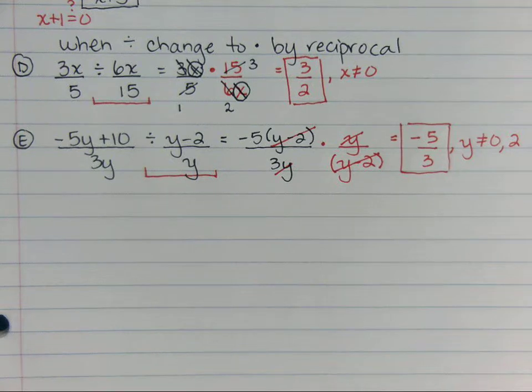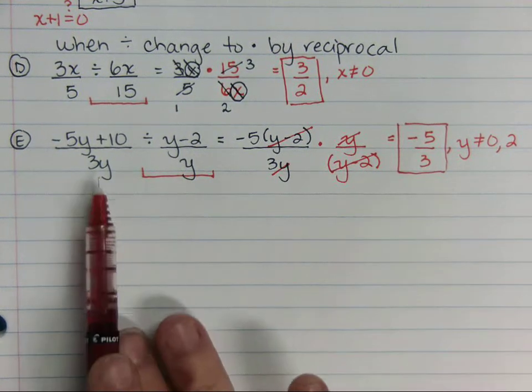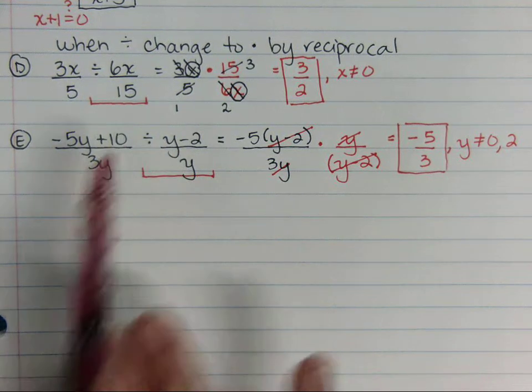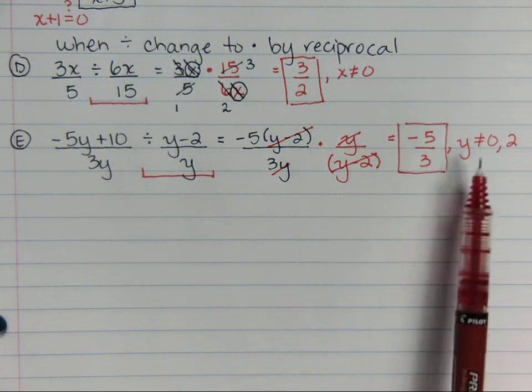Because maybe you don't have this fraction over here, and if you were just asked to evaluate the beginning, and I use a 0 or a 2, something bad is going to happen. So I just want to remind myself that if I were using the original information, I'm not allowed to use those two numbers.